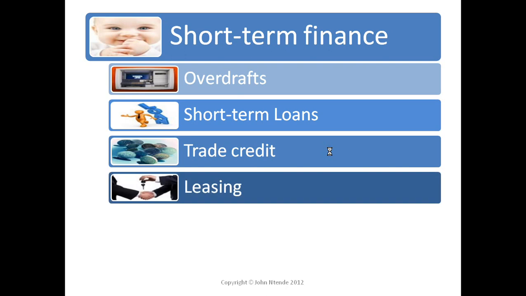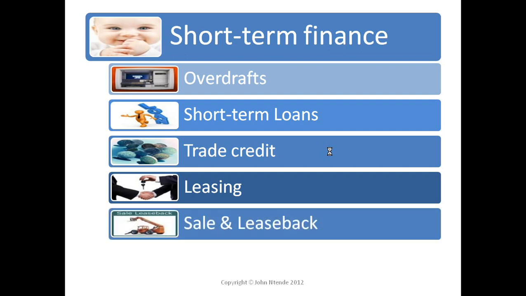The other key source of short-term finance is called leasing. So here what happens is that rather than buy an asset outright, a business may lease the asset. So this involves renting the asset from another party and paying rentals. Leases can be operating leases, where the lessor retains title to the asset, or they can be finance leases, where the lessee, or the business, obtains title at the end of the period.